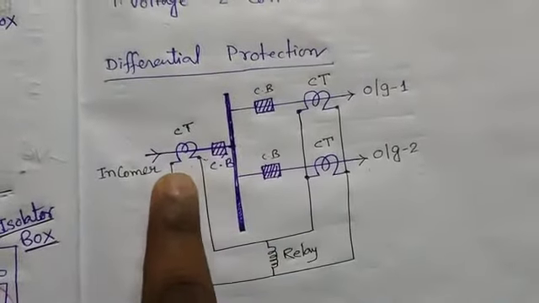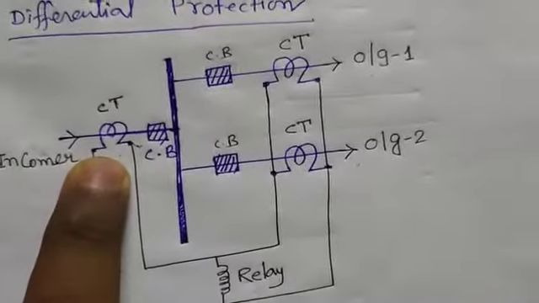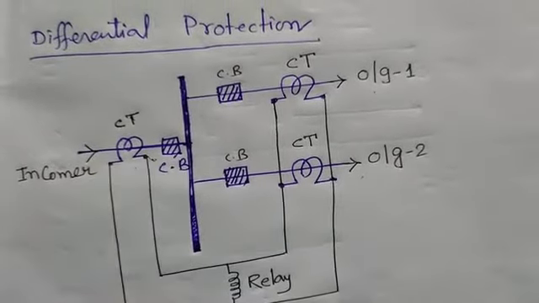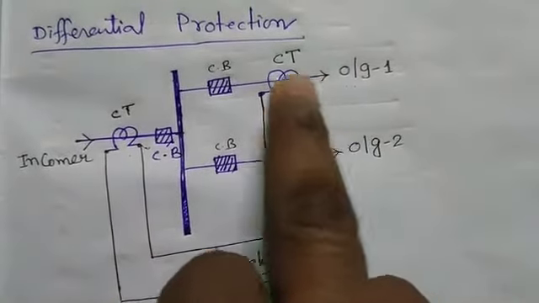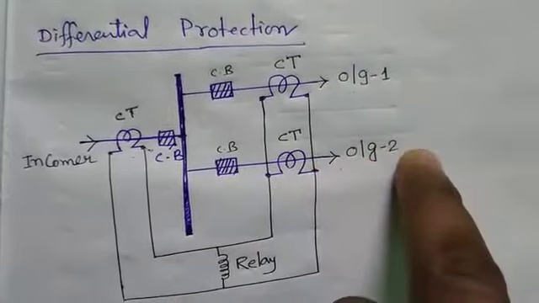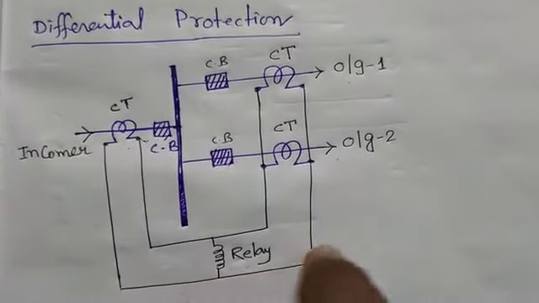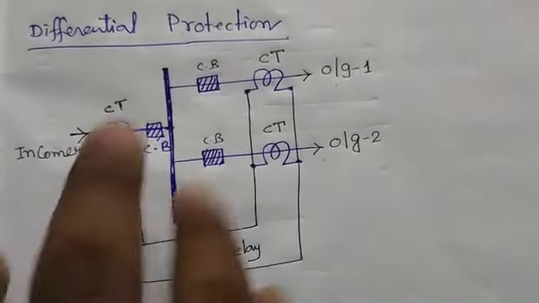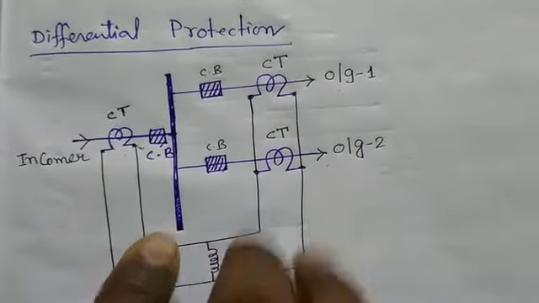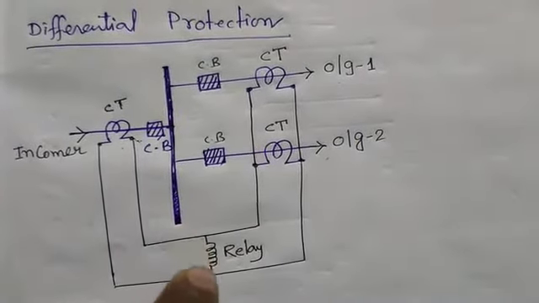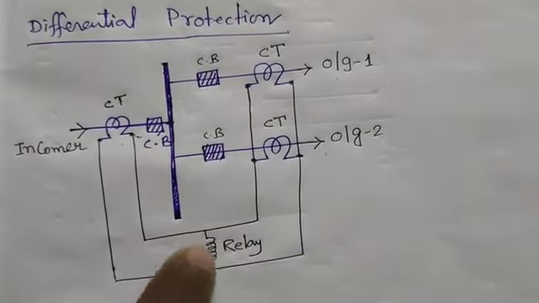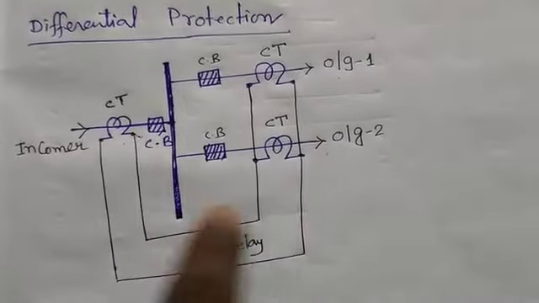So we are connecting the secondary of the CT core to the secondaries of the CT cores of the outgoing 1 and outgoing 2, and we are making a parallel connection in between these CTs, and we are connecting the operating coil of the relay parallelly with these connections.